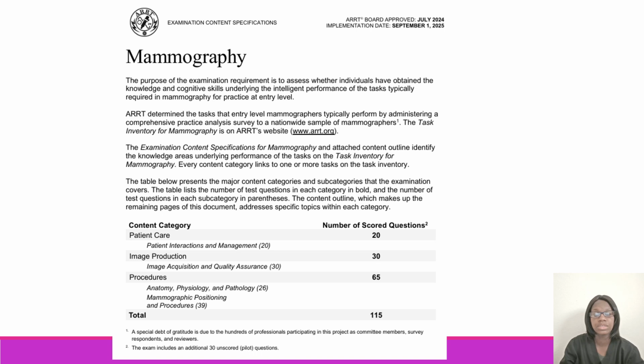All right, so since we're still continuing the Mammography Registry review for procedures, I'll highlight it for you. Since we're working on procedures, there will be 65 questions. And in today's video, we're going to talk about the pathology and anatomy. So that will give you 26 questions in this subcategory for procedures.